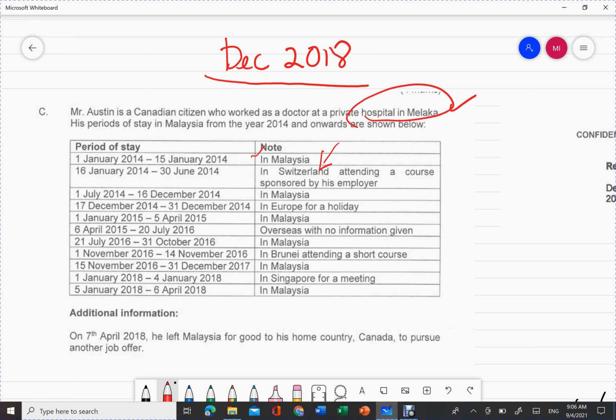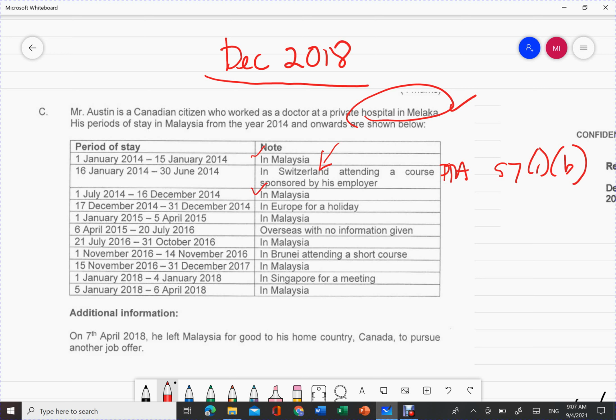So this will be a permitted temporary absence if we look at section 7(1)(b). What we need to do is count the number of days. And then he was in Malaysia again.